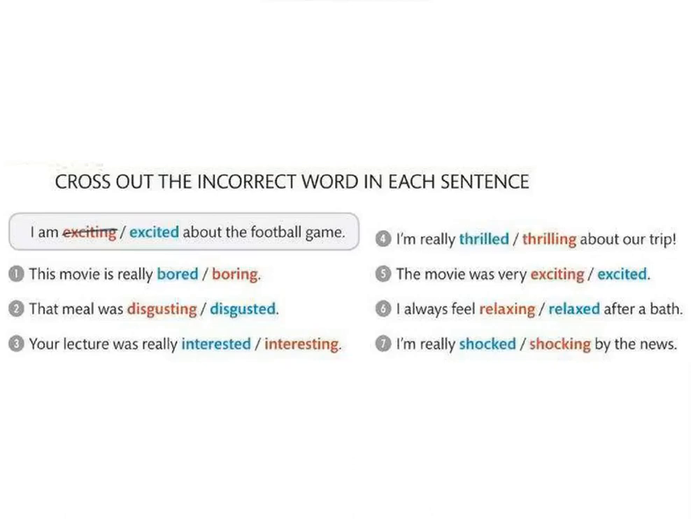Number four, I'm really thrilled about our trip. I'm really thrilled. I am really excited about our trip. Number five. The movie was very exciting. The movie was very exciting, so I feel excited by the movie. Number six. I always feel relaxed after a bath. Because the bath is relaxing, or having a bath is relaxing. Number seven. I'm really shocked by the news. Because the news is shocking. Very good.